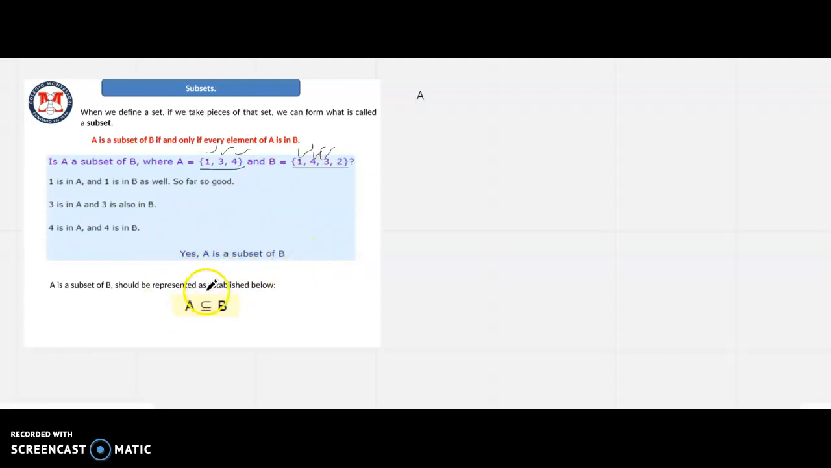So in this case, we're going to use this notation. This is A is a subset of B. So let's see another example, okay?